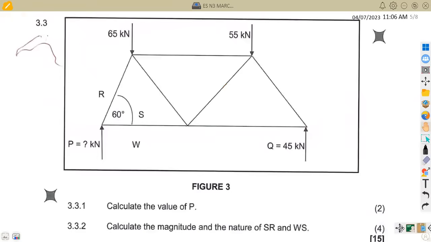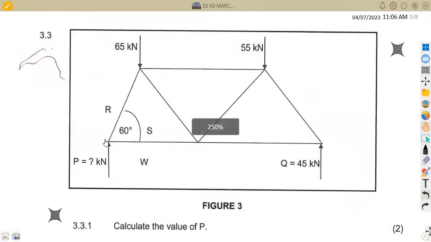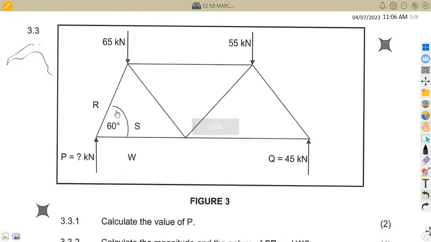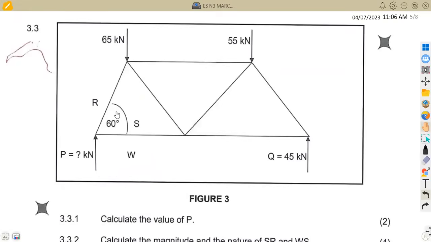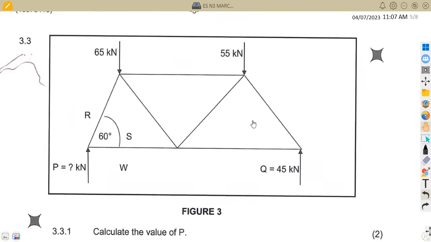So on 3.3, all right, there's no information, it's just calculate the value of P that you're given. Okay, so here we want to calculate the value of P. So we understand that we can take these forces up and forces down, because we've got these forces which are going up, these forces which are going down. So you can take that as an advantage to calculate the value of P in this case.